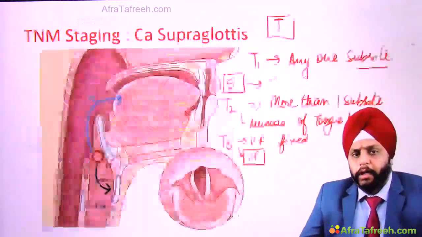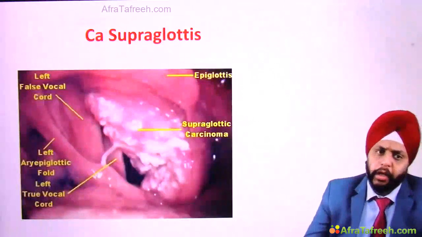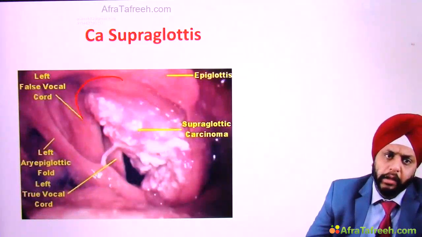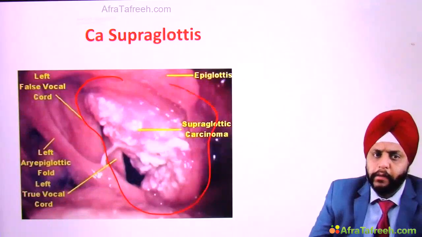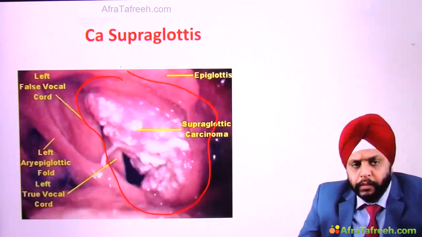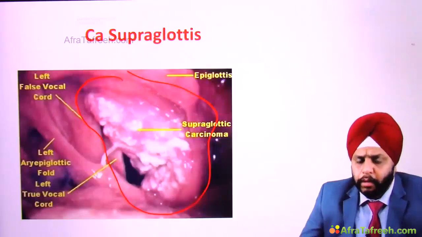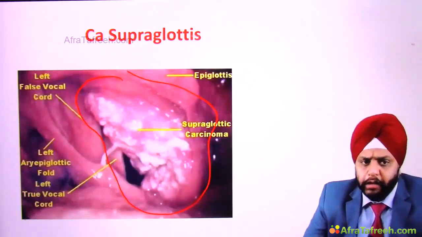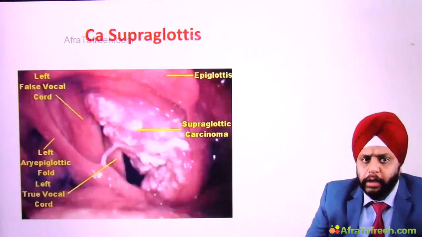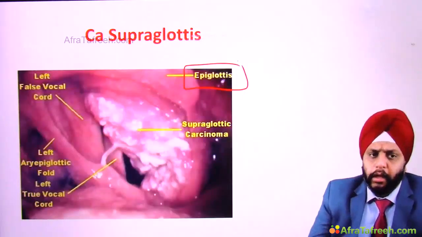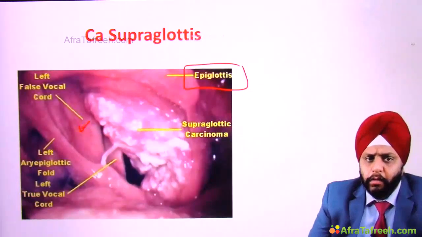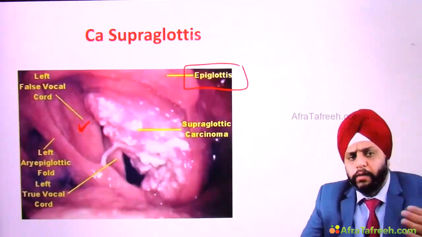Now let us discuss this question over here. You see, this is the mass. So identify this mass. Where is the mass? Now let's look carefully at this photograph and see what we find. This is the epiglottis over here. And we can see the vestibular fold over here, also known as the false vocal cord.